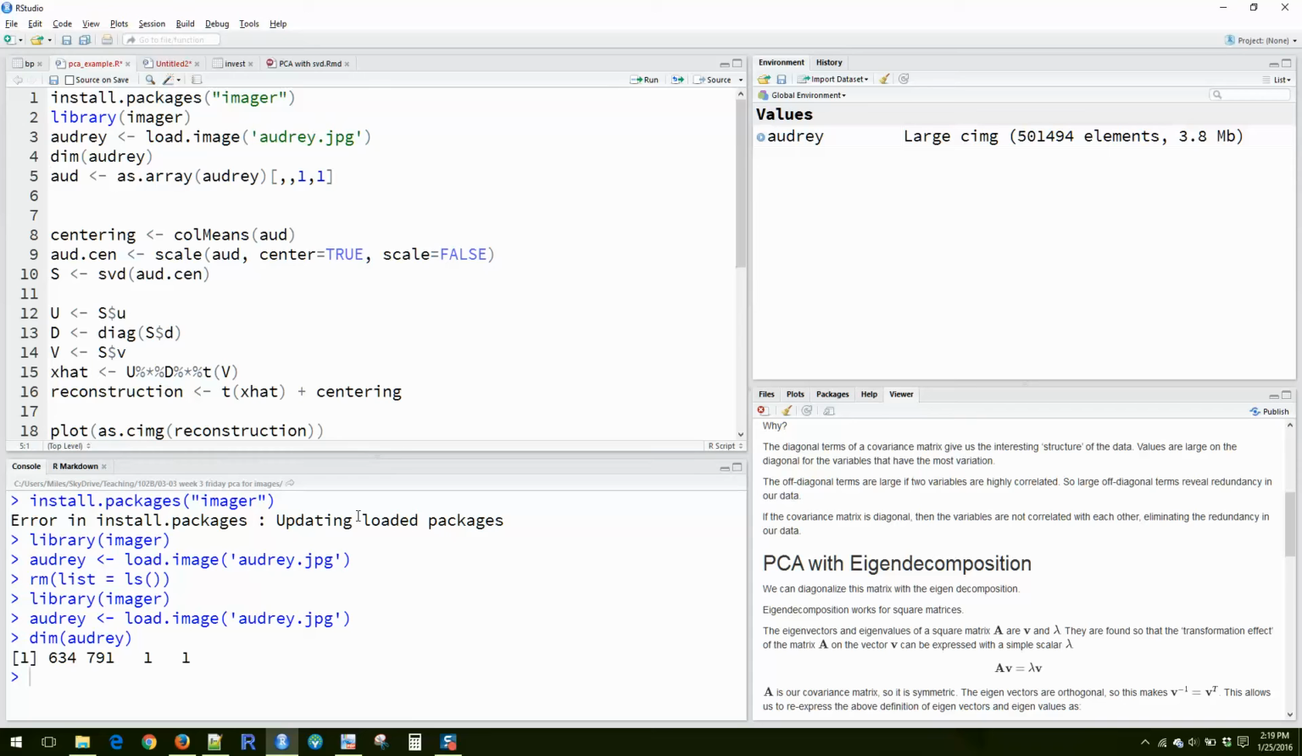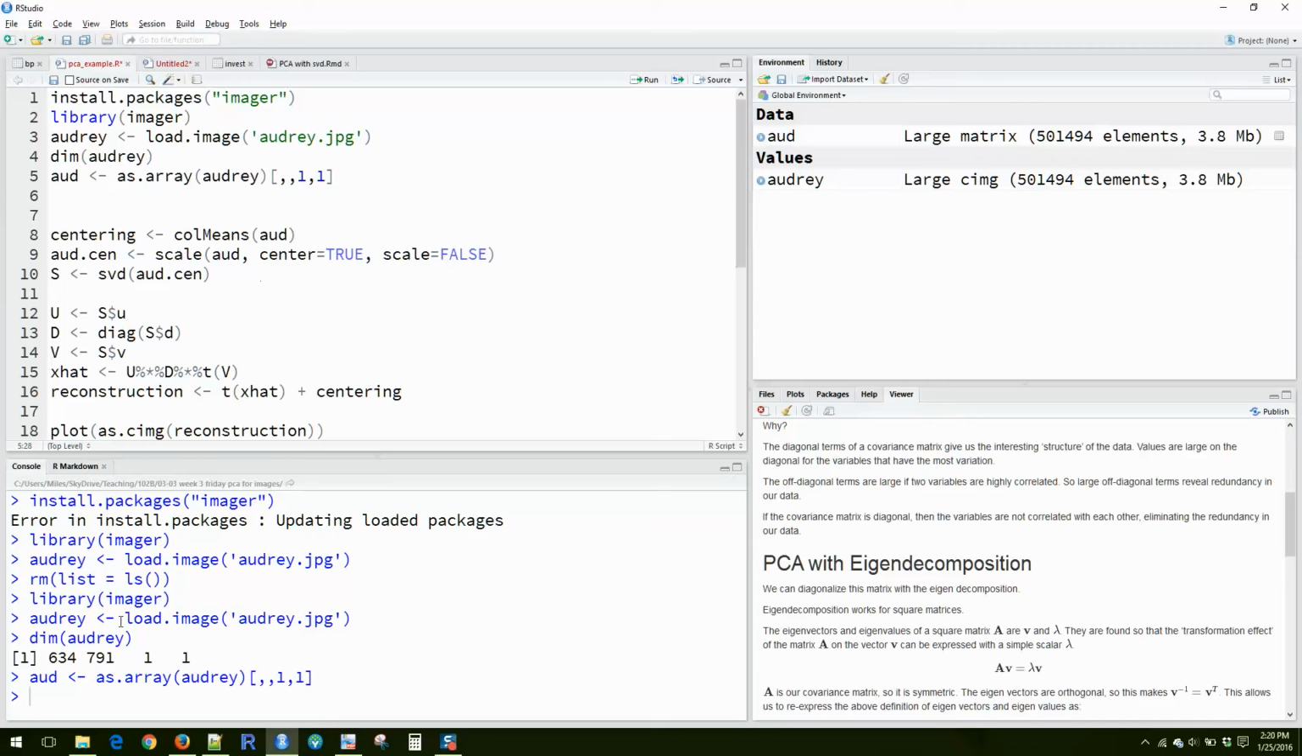So we can ask for the dimensions of this. Oh, maybe my image is different? Okay, 634 by 791. These are the dimensions of the picture with 1 by 1. Maybe I uploaded a slightly different picture. I don't know. Okay, so essentially this is an array. We're just going to extract out the matrix, using as.array or as matrix, and flatten it out.